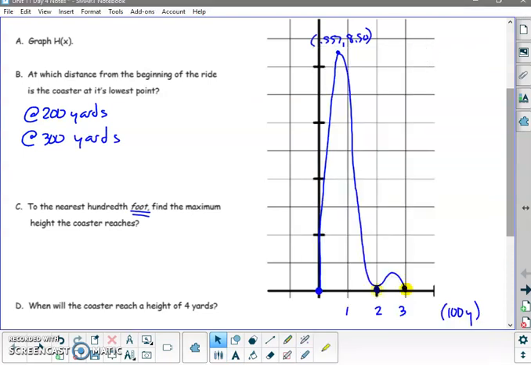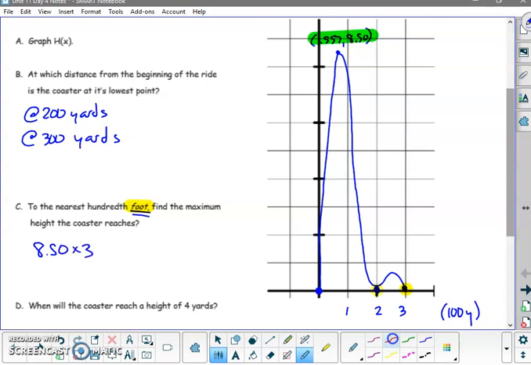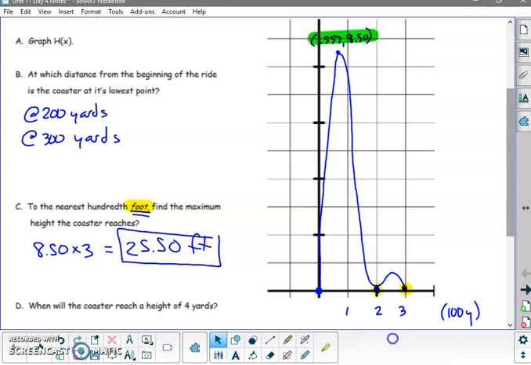Okay, for part C, I want to find to the nearest 100th foot, so that's a little bit different. We're talking about yards. The maximum height the coaster reaches. So the relative max right here of the coaster is 8.50. So what we need to do is take 8.50 times 3, because obviously there's 3 feet in every yard, and that's going to give me a value of 25.50 feet to the nearest 100th. Okay, moving on.